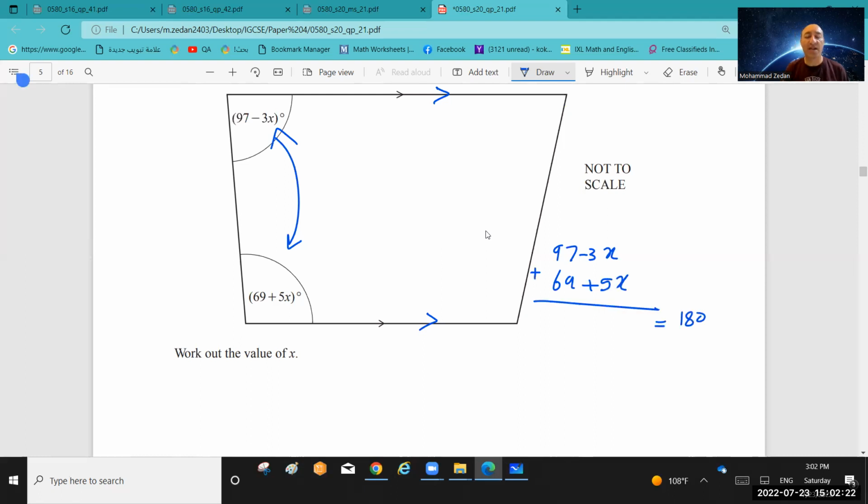The sum of co-interior angles: if you have two parallel lines and one transversal, each two co-interior angles are supplementary, or their sum is 180. So you can solve this equation. 166 plus 2x is equal to 180. By subtracting 166 from each side, you have 2x equals 14. So x is equal to 7. Very easy.